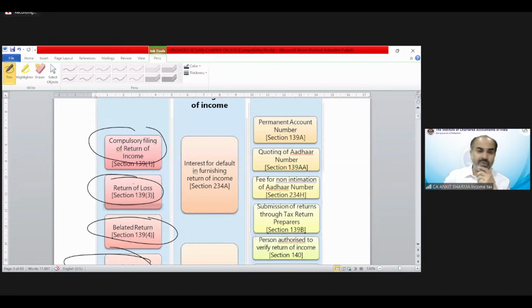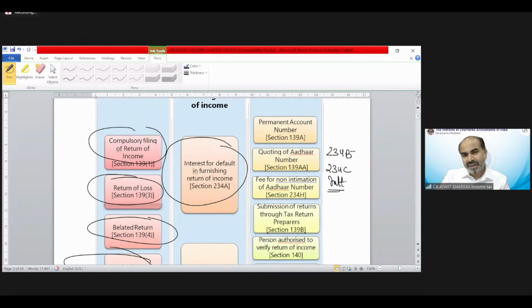Then interest for default in furnishing of return of income under section 234A. Like we discussed section 234B and 234C interest provisions in our last session. So we will tell when 234B will be applied. What is the applicability of 234B interest and C interest? Let's see who is able to give me the answer to this question. Only the applicability I am asking. I am not asking about the other provisions, the rate and the date. When would these interests be applied?